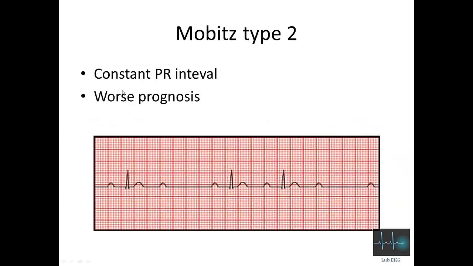Mobitz type 2, the same. You have only some of the P waves that are conducted into the ventricle, giving rise to a QRS. As you can see, you have a PR interval, then you have a P wave which is not conducted. P wave, QRS, P wave, QRS, P wave, not conducted.